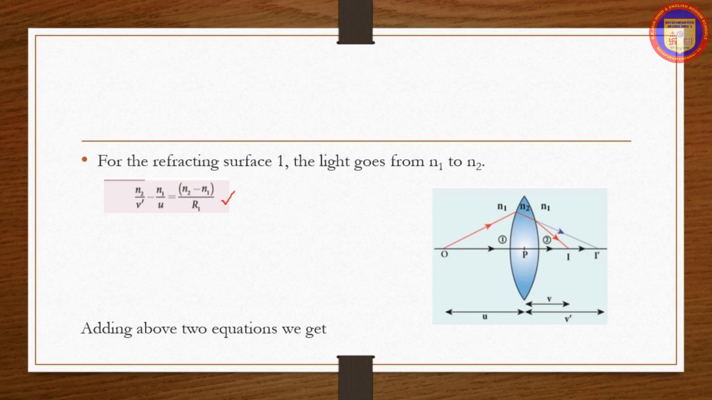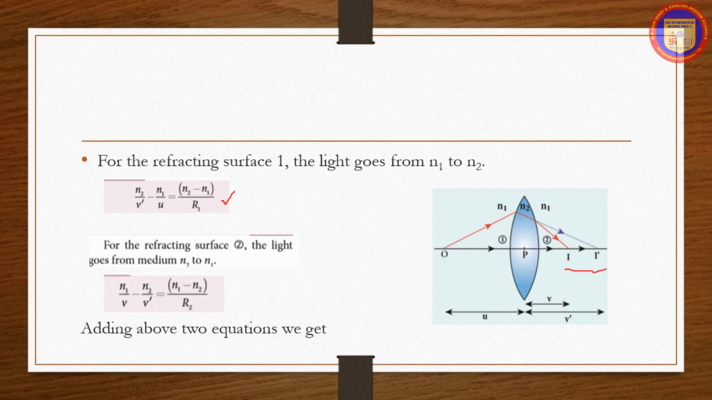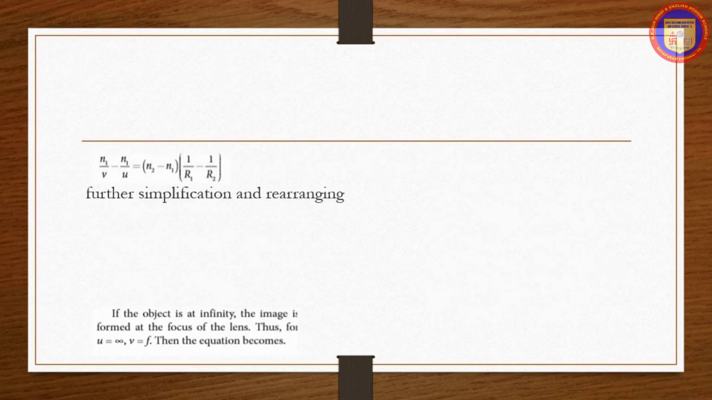Next, for the refracting surface 2, the light goes from the medium N2 to N1. So now the object is I1 and the image is I. So we have N1 divided by V minus N2 divided by V dash is equal to N1 minus N2 divided by R2. Adding the above two equations, N2 divided by V dash will get cancelled. We have N1 divided by V minus N1 divided by U is equal to N2 minus N1 into 1 by R1 minus 1 by R2.